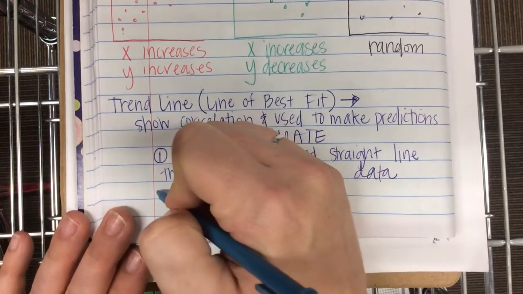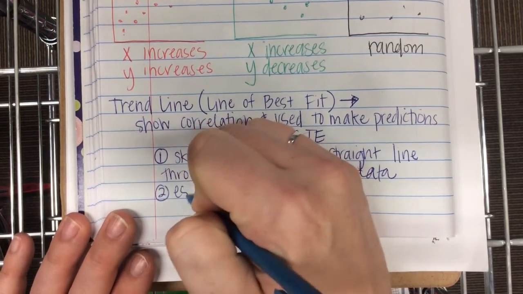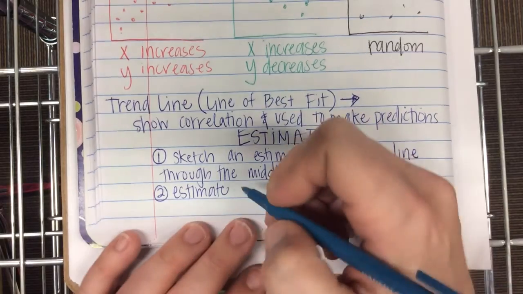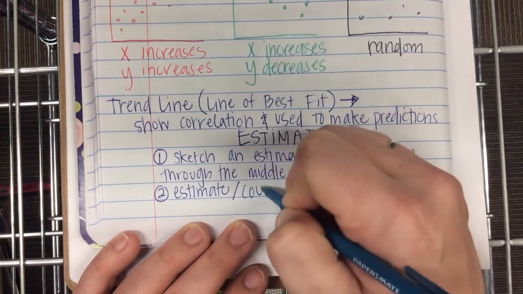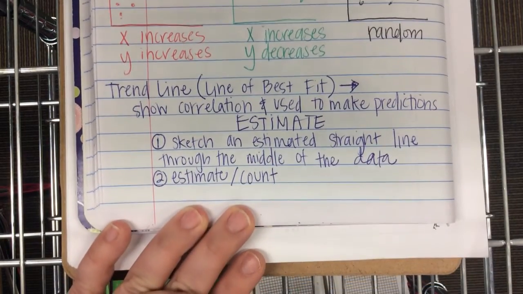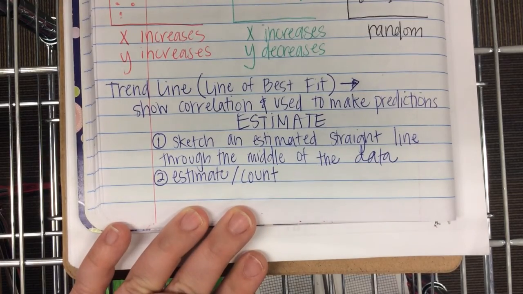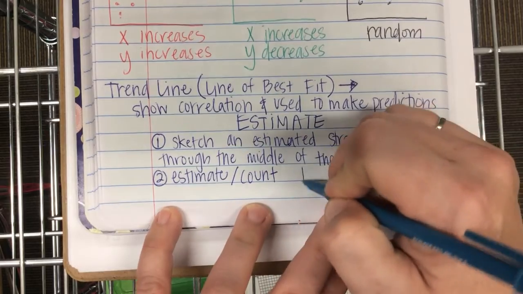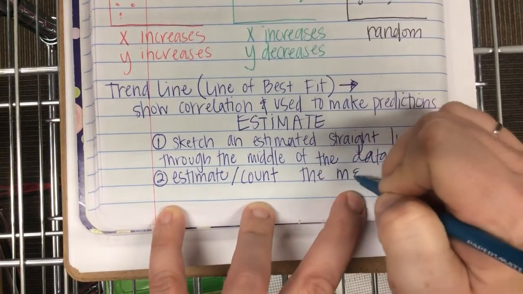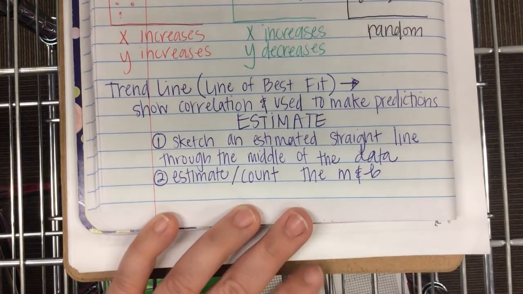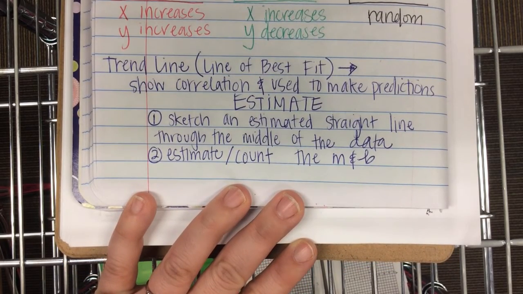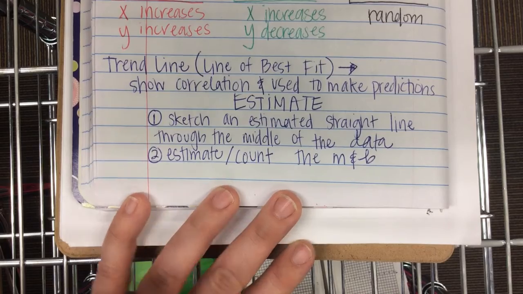And then step number 2 is to estimate or count, because maybe you won't have to really do a whole lot of estimating. Maybe it's just perfectly there. Estimate or count the m and the b. What does m stand for, Zach? And the b? Y-intercept.